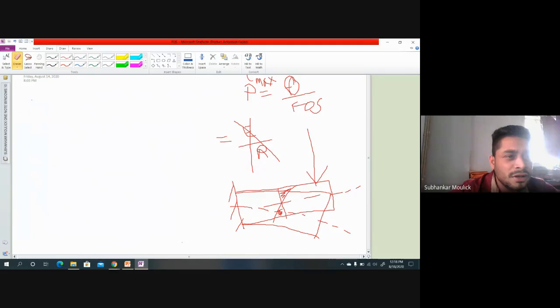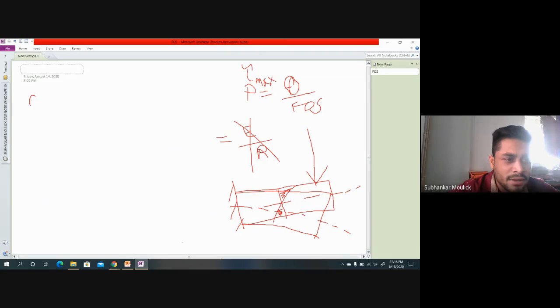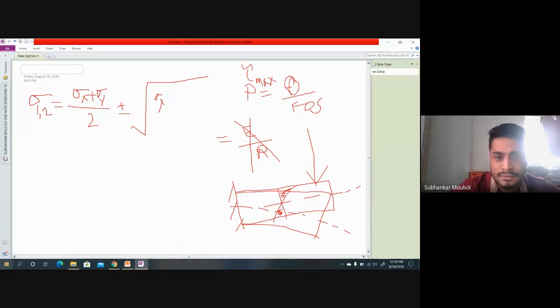Yes, that equation is what? We know that the maximum or minimum principal stress is given by sigma 1, 2 equals sigma x plus sigma y by 2 plus minus under root of sigma x minus sigma y by 2 whole square plus tau xy square.